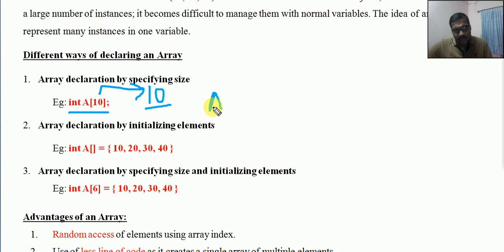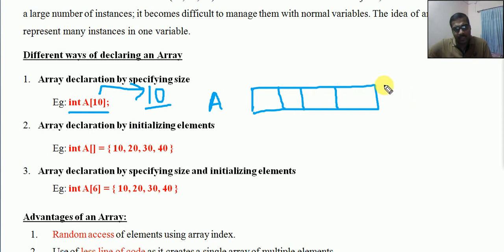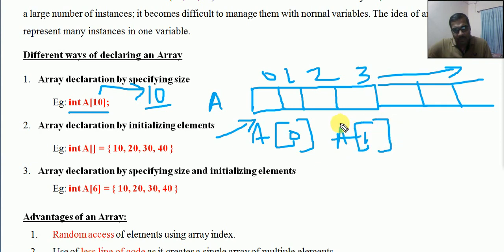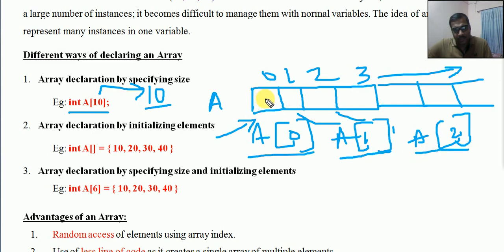I will tell you one more thing, what is the importance of this name a. Assume that this is the array and I am giving the name a, with size 10, and we have indices 0, 1, 2, 3, and so on. a[0] is the representation of the first location, that is the 0th location. Then a[1] is the next location, and a[2] is the following location. Up to a[9], we have 10 different memory locations. This is the way we represent individual memory locations of an array.